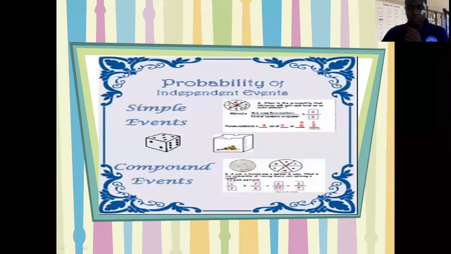Good day to you all. We are still on probability of dependent and independent events. Right away, we are going to look at an example on independent events. We still have outcome tables and probability tree diagram to look at.